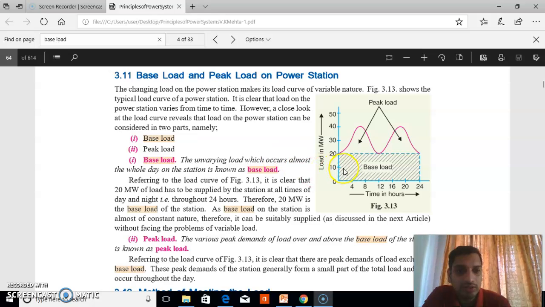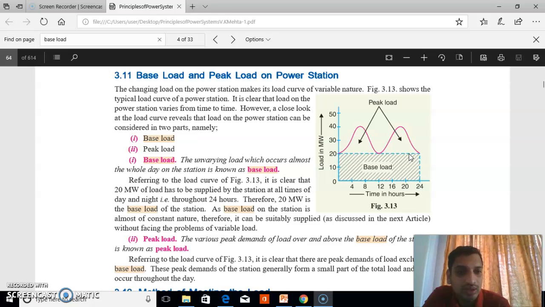So here you can see figure 3.13. You can see a load curve. A load curve is nothing but a plot between the time and demand. So that is the load curve. In this load curve, we can see 20 megawatt. That is the minimum demand throughout the day. The 20 megawatt is the minimum demand that occurs throughout the 24 hours of a day.